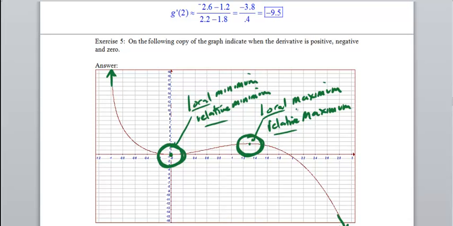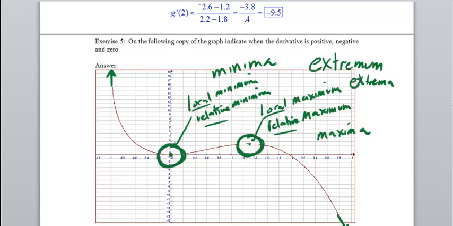If you don't care whether it's a maximum or a minimum, it's called an extremum. And of course the plural is extrema. Plural of maximum is maxima. Plural of minimum is minima. So these are plural: maxima, minima, extrema. Singular: extremum, maximum, minimum.